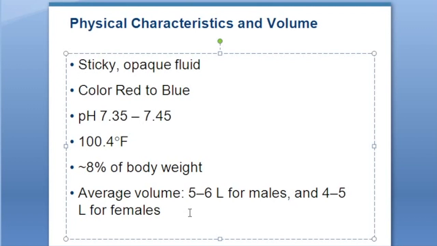Volume of blood. Who has the most blood in the room? I'm picking Stephen. That's who I'm picking. See, males have on average 5 to 6 liters. Females have on average 4 to 5. So I just usually say the average is 5 liters. Males a little more, women a little less.